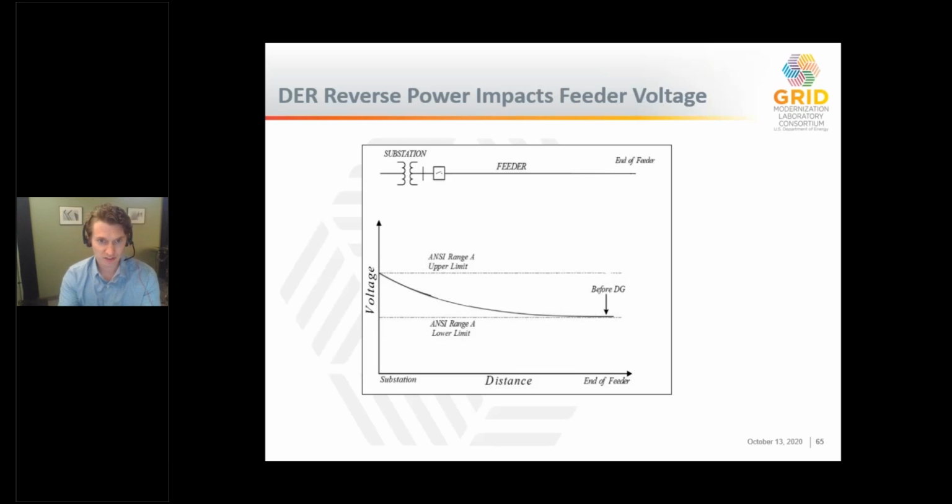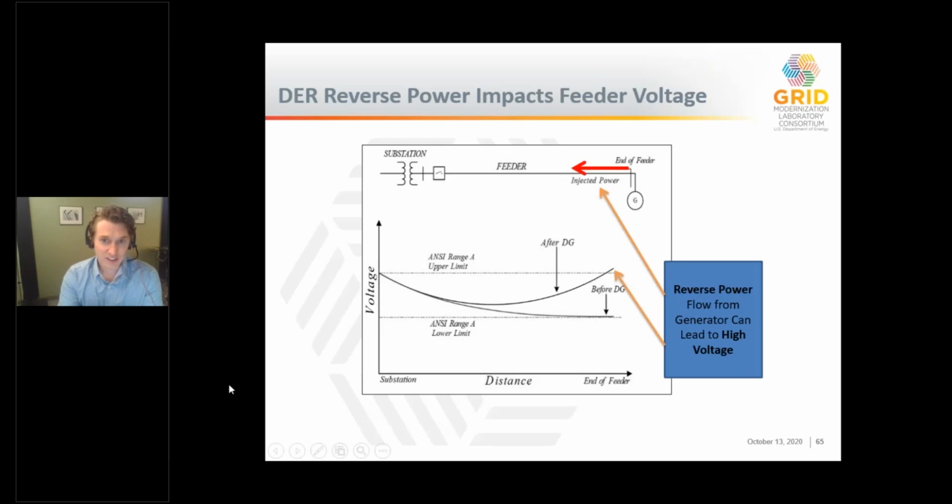what we're looking at here is a common voltage profile before there's DER. This was shown in the last presentation as well. Next slide, please. When we add DER onto the feeder, there can be reverse power flow, and that can elevate the voltage in the area where the DER is producing power.